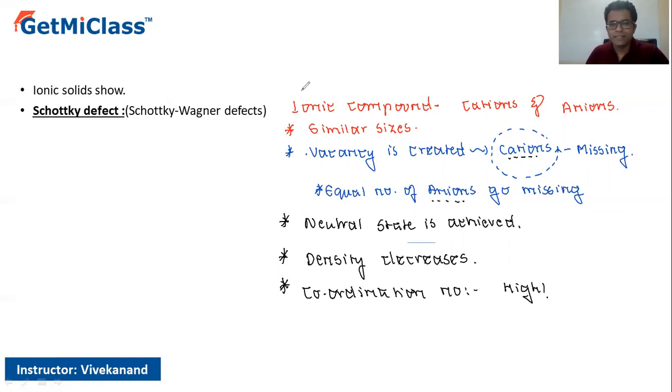The first point is that these are usually shown by ionic compounds. Ionic compounds means they have cations and anions. In this particular defect, an equal number of cations and anions are missing, due to which electrical neutrality is of course maintained, but with a decrease in the density. This is exhibited by those compounds which have a higher coordination number. So let's observe all these points.